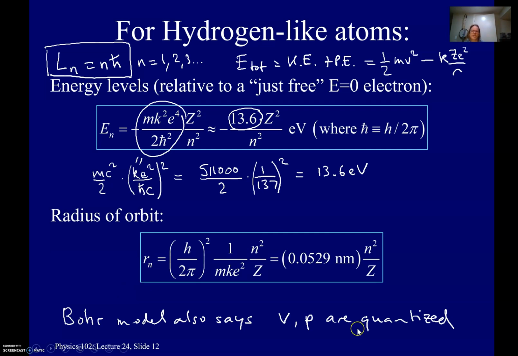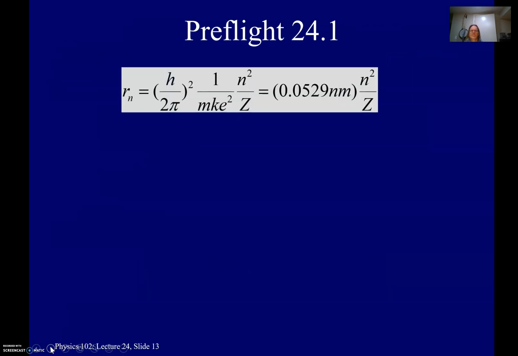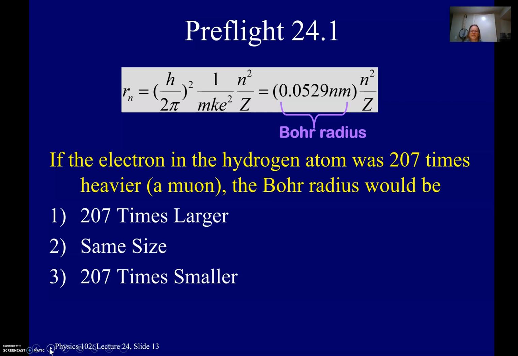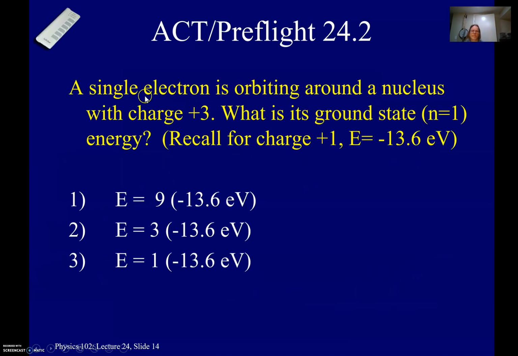So let's not be concerned about the radius of the orbit and what it depends on: your Z number, your number of protons, and what energy level you are. But that's how you would find that. Alrighty, so there's your radius of your orbit. There's your Bohr radius, depending on what energy level you are and how many protons you have. If the electron of a hydrogen atom is 207 times heavier, like a muon, the Bohr radius would be 207 times smaller. It's on the bottom there. The M is the electron mass down here, and don't worry about that. You're not going to see that question pop up on your AP2.